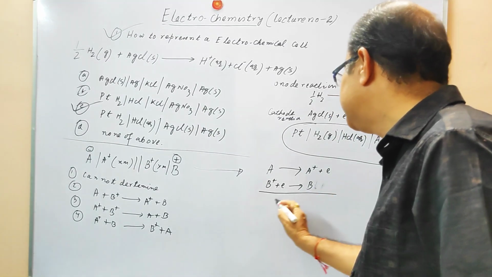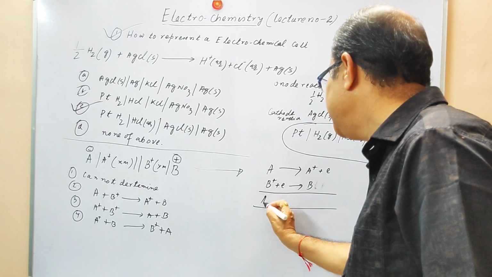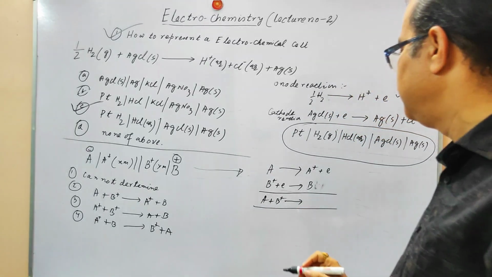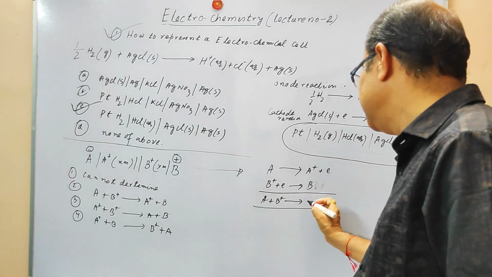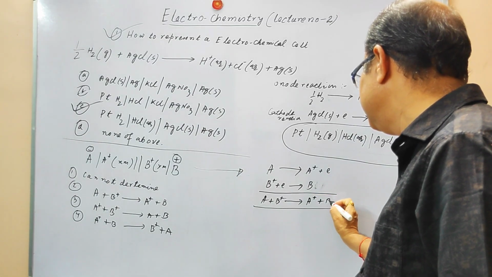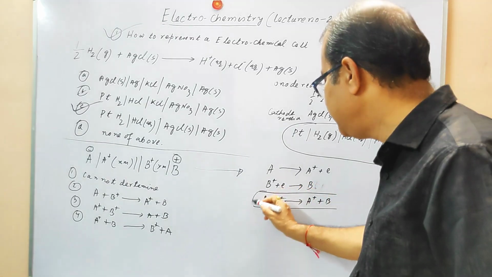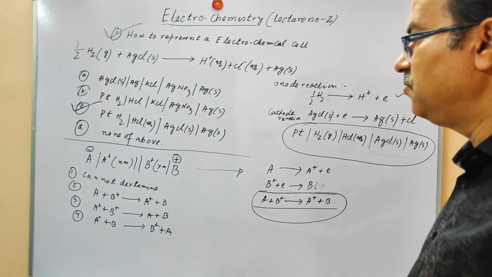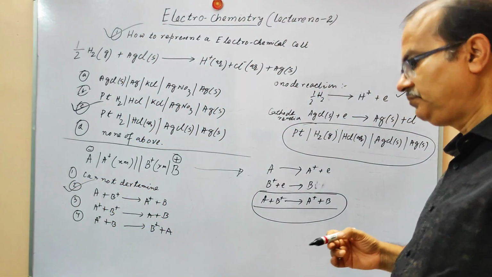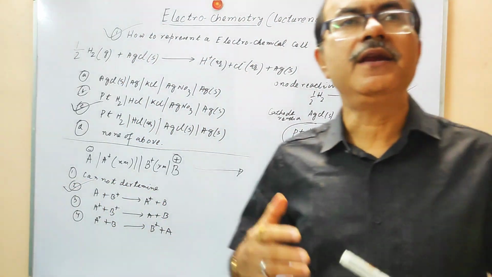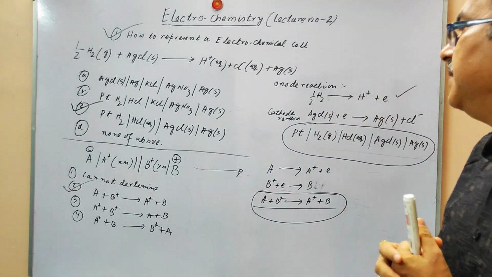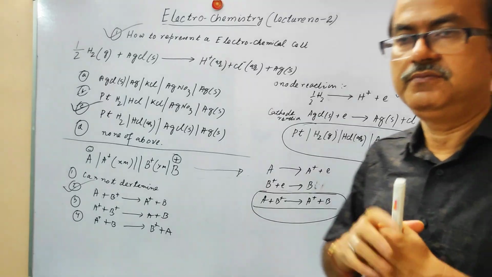So overall, you can see this reaction, that is A plus B charged, and A plus A. This will be the reaction in the cathode cell. So what will be the answer? The answer will be the second one. So we understand how to represent the cell and which type of questions come from this concept.